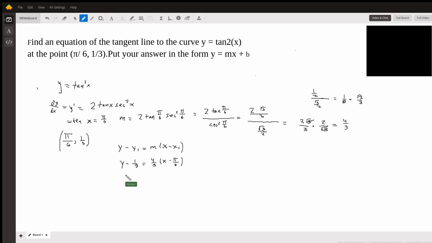And we'll just continue with this. Y equals 4/3 x minus pi over 6 plus 1/3. And that's the equation of the tangent line that goes through this point. Okay, so now you might be interested in checking your answer. And the best way to check it really is on a calculator.